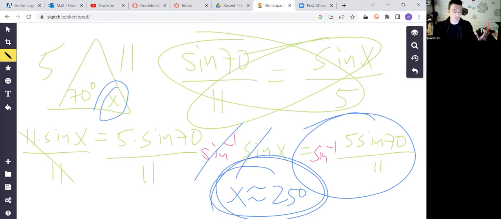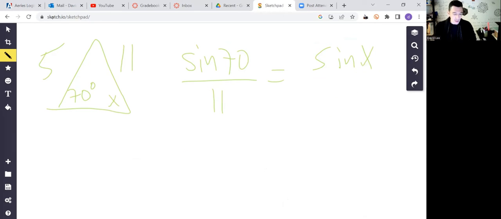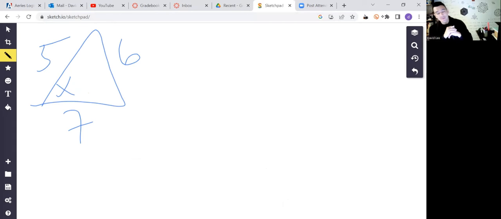Done. End of story. Now, warm-ups are over. Let's now look at a situation where you would need the law of cosines. So what if you got something like that? And let's say that this is a 5, a 6, and a 7. And let's say that you wanted angle x.